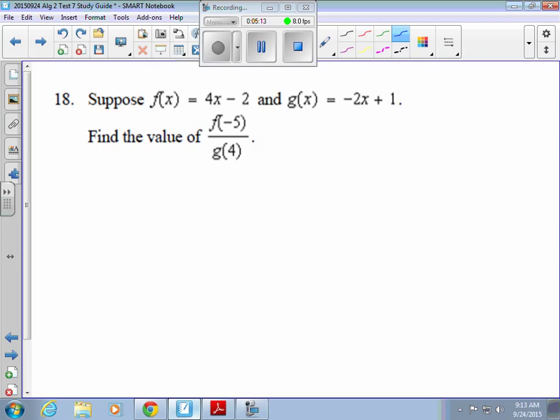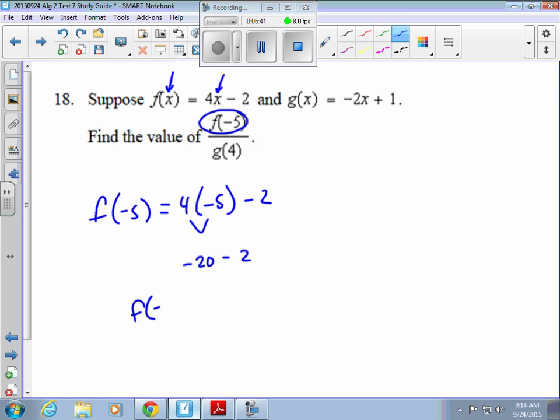Okay, and then we have two problems put together here. It says f of x equals 4x minus 2, and g of x equals negative 2x plus 1. Find f of negative 5 divided by g of 4. So we'll do the first one, f of negative 5. In place of x in the first one, we'll plug in negative 5. So f of negative 5 equals 4 times negative 5 minus 2. Again, multiplication first. Negative 20 minus 2. f of negative 5 equals negative 22.